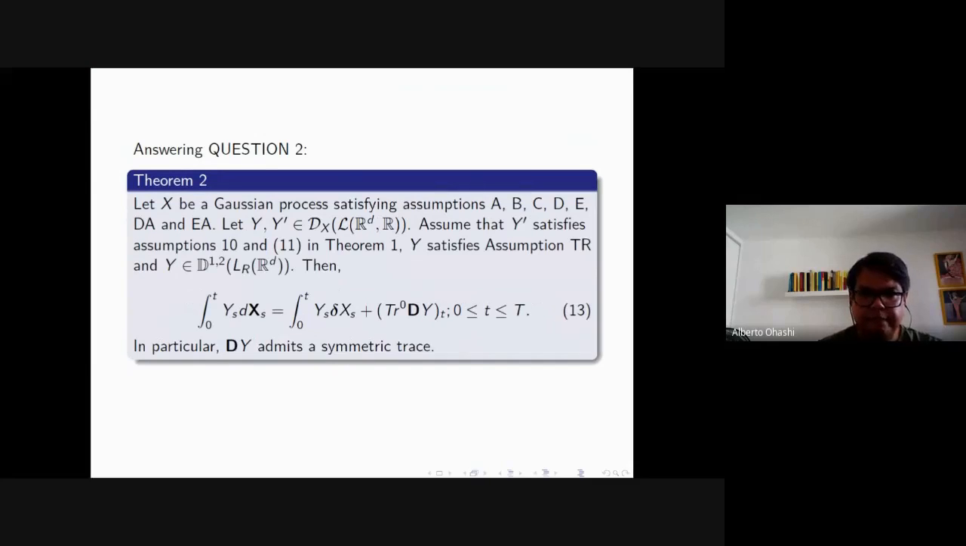So our second theorem really gives you the full answer to my second question. If you consider a rough path X, a Gaussian rough path, in our case constructed in our framework, and if you consider Y and Y prime a controlled process in the sense of rough paths, and if you assume that Y prime satisfies some additional regularity conditions in the sense of Malliavin calculus, then you can write the rough path integral as a Skorohod integral plus some trace term here, specified in terms of the Malliavin derivatives.